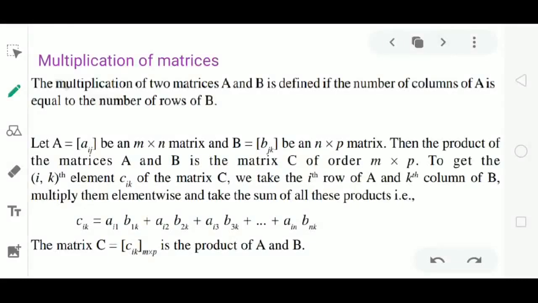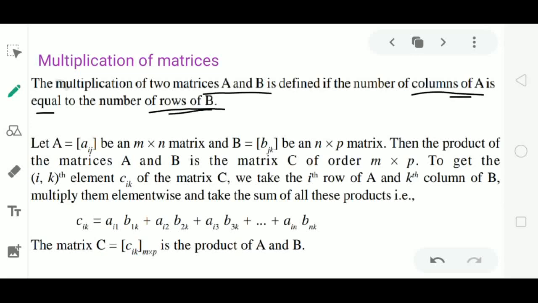Before I explain the definition, there is one condition for multiplication: the multiplication of two matrices A and B is defined if the number of columns of A is equal to the number of rows of B. That is, we can multiply two matrices A and B only if the number of columns of A equals the number of rows of B.